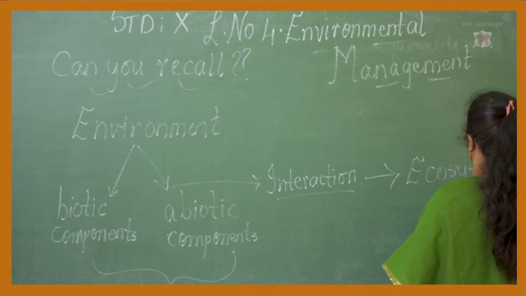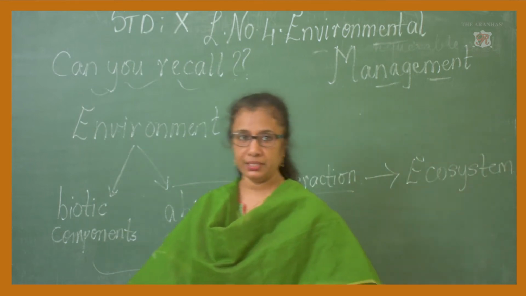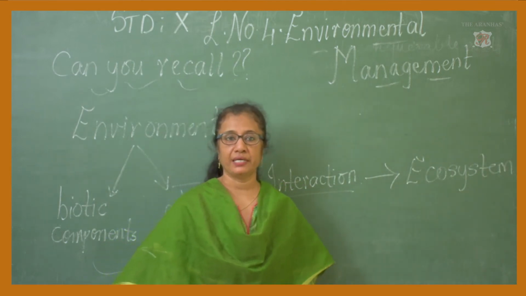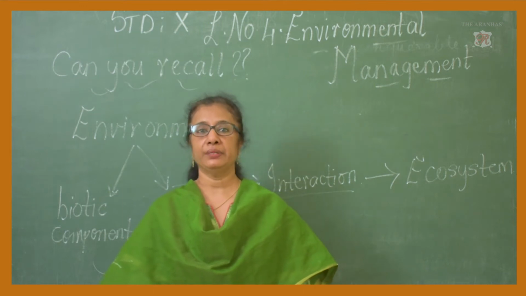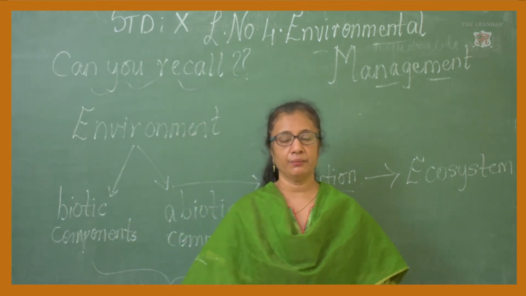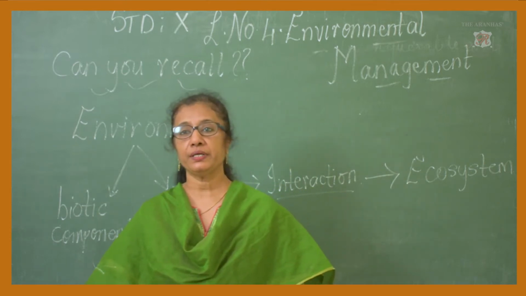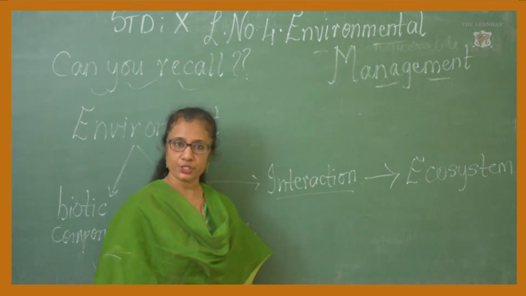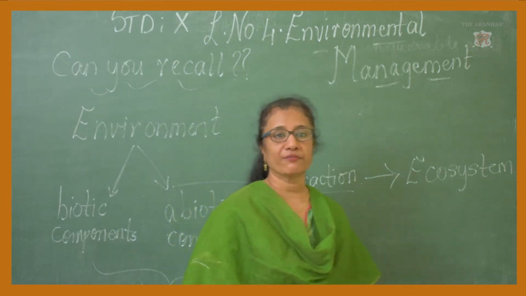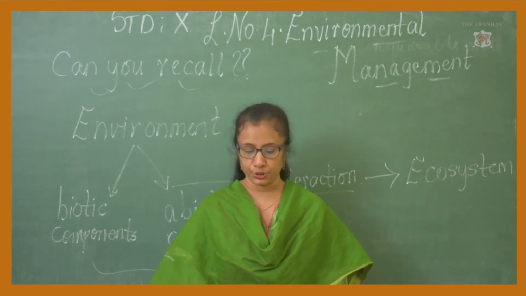So this is it. So what is an ecosystem? All of us have an environment around us. The environment consists of two major components, the biotic components and the abiotic components. Between these two factors, there is an interaction taking place. And what is it forming? It is forming an ecosystem. I hope this part is clear to you.